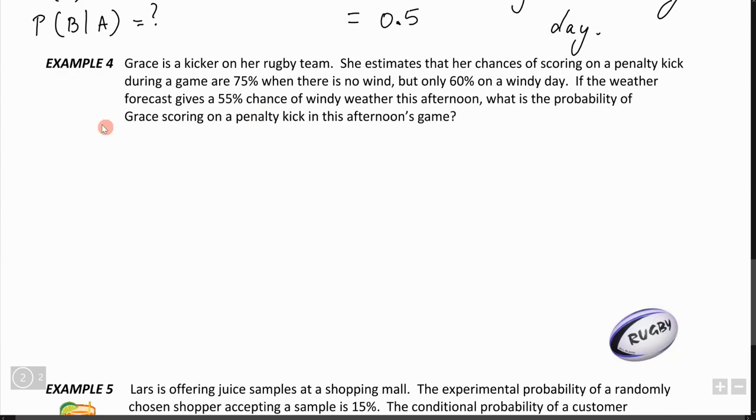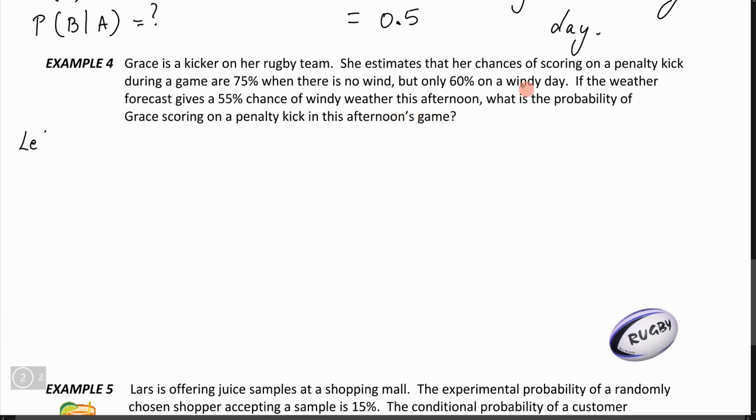So Grace is a kicker on her rugby team. She estimates that her chances of scoring on a penalty kick during a game are 75% when there is no wind, but only 60% on a windy day. If the weather forecast gives a 55% chance of windy weather this afternoon, what is the probability of Grace scoring on a penalty kick in this afternoon's game? A bit more of a trickier problem. So let's start by defining our events.